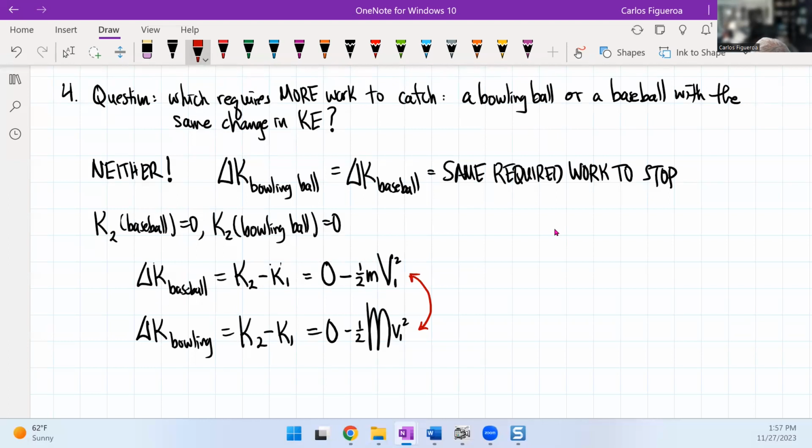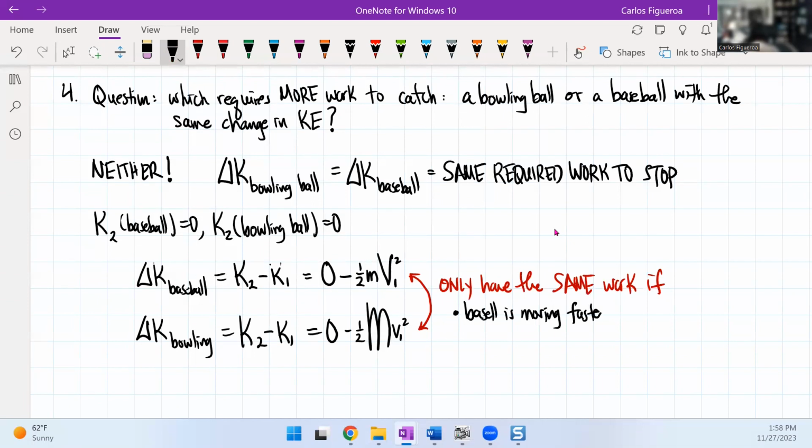So they can only have the same work if the baseball is moving faster than the bowling ball. Now, exactly how much is going to have to depend on the ratio of the masses here.